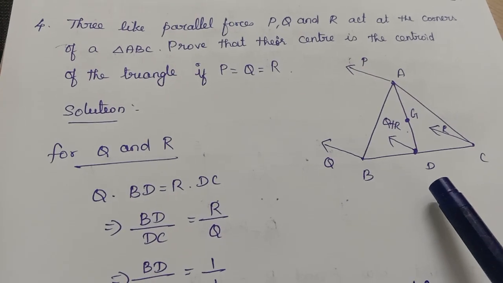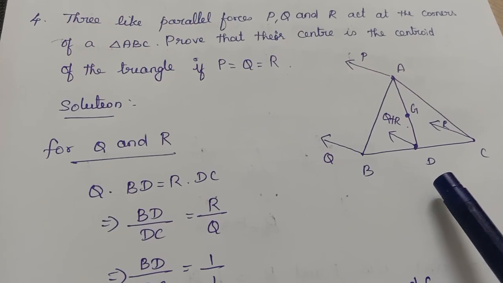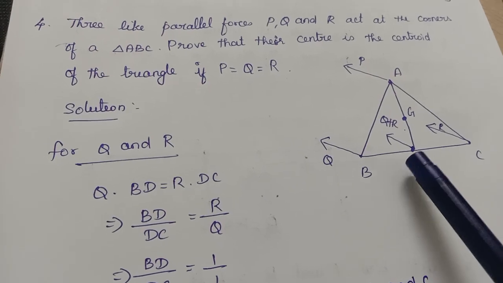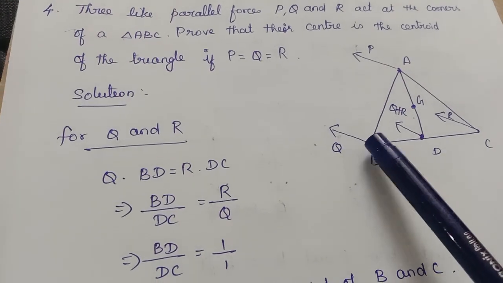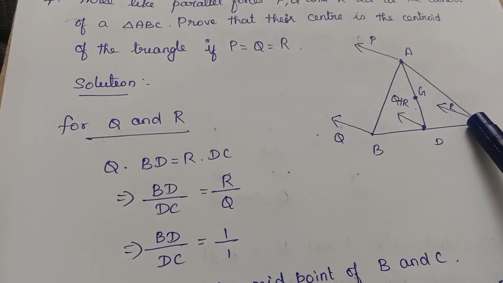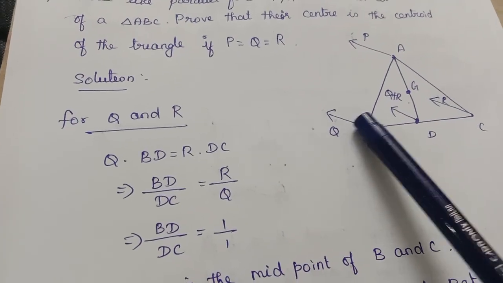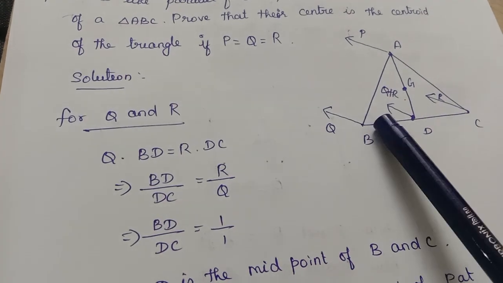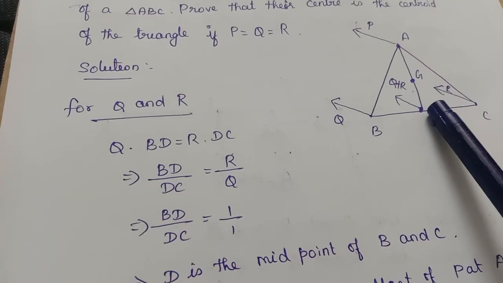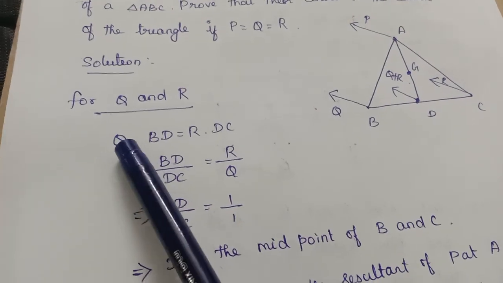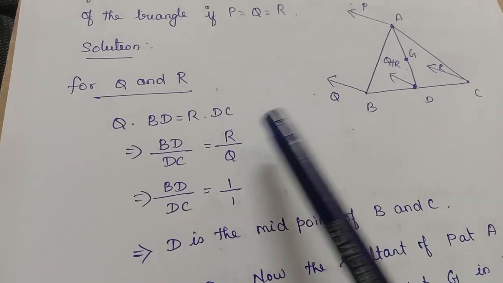What do you mean by centroid? The centroid is the point of intersection of medians, isn't it? Now as usual, as in the previous problem, let us take the two forces Q and R acting at B and C. The line of action of the resultant of Q and R will be somewhere in between B and C. Let me take that point as D, so that Q into BD equals R into DC.